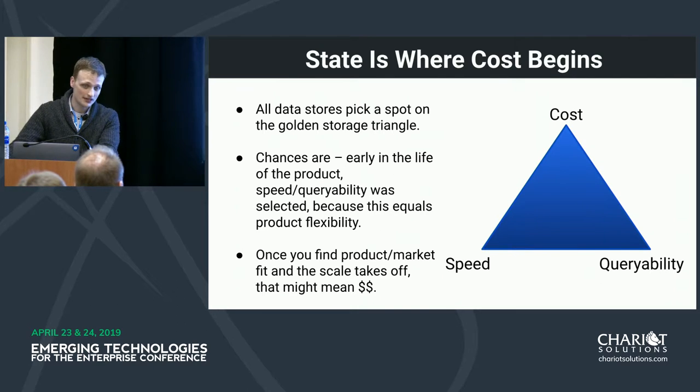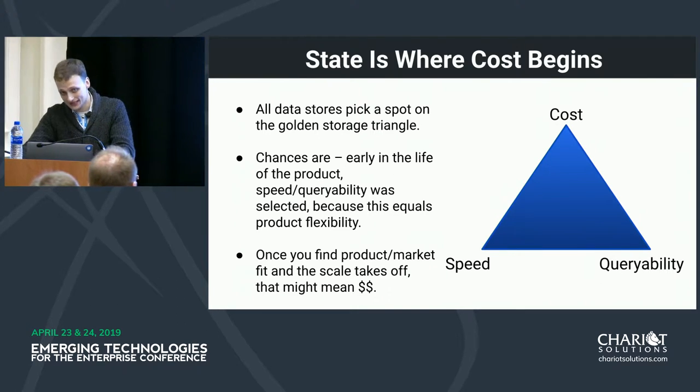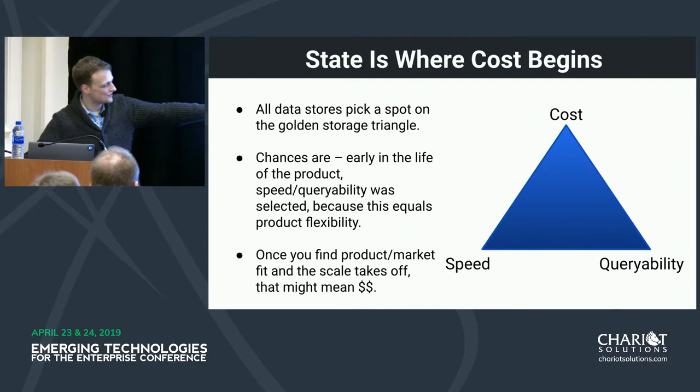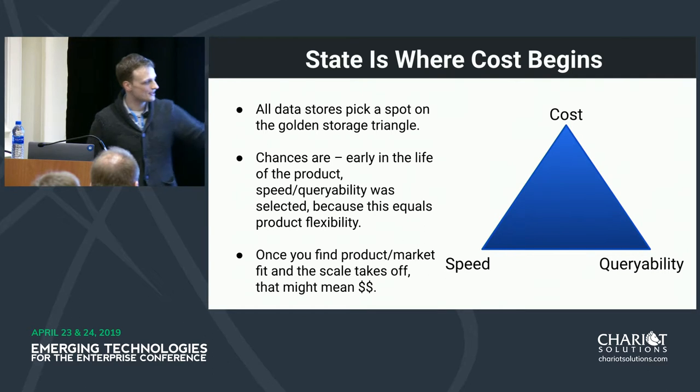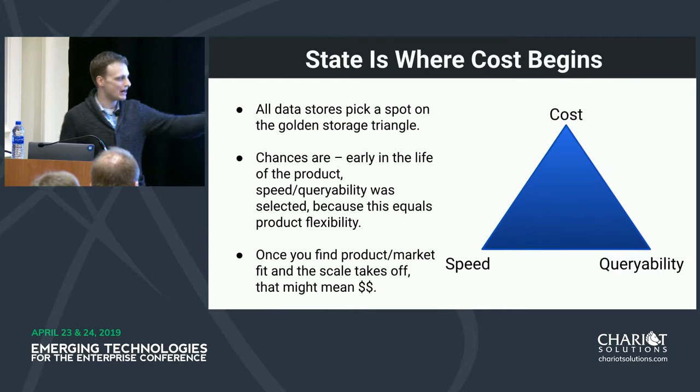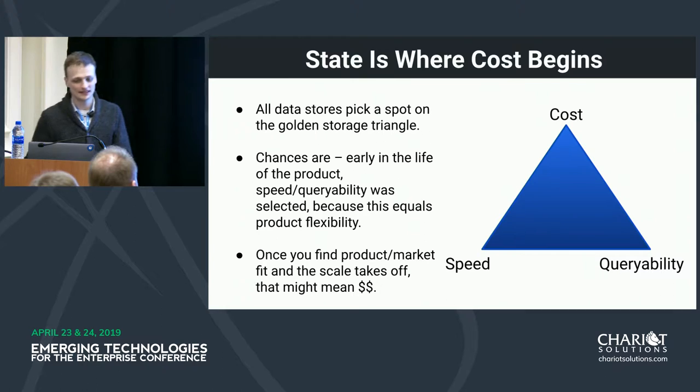And again, it comes back to product decisions. It also comes to product technology decisions as well. Where are the sensible ways in which you can move towards the cost vertex while making the right concessions against speed and queryability? And that's where the architecture work comes in.